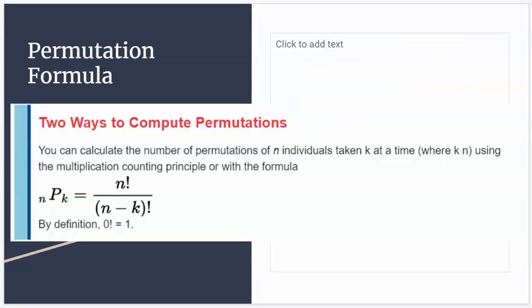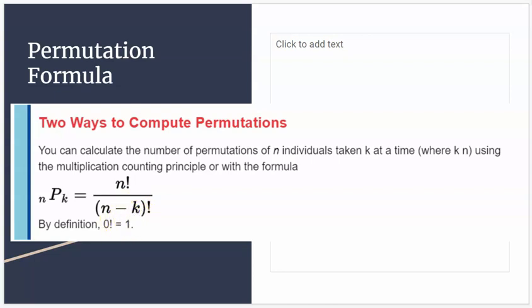Okay, there's also this thing called a permutation formula. Now, I really think this is not very necessary for permutations, but I'm going to offer it to you anyway, just in case you think about this a little bit more. I like to keep these formulas in hand. Okay, this is something you can use. Essentially, if you want n individuals to be counted, taking k at a time, where k is less than or equal to n, using the multiplication counting principle or with a formula, nPk, this is the formula for it, where n factorial is at the top, and then you subtract however many spaces you need on the bottom for a factorial. And of course, the definition of 0 factorial is 1.